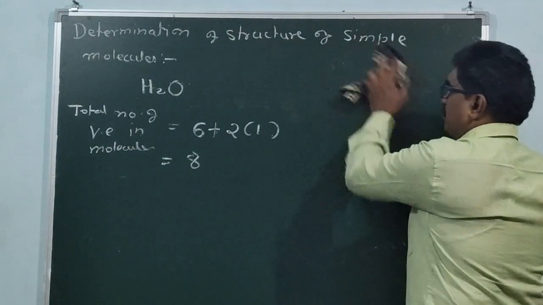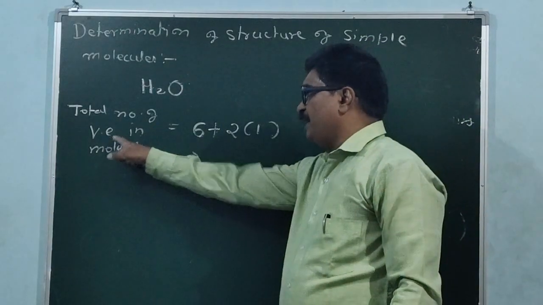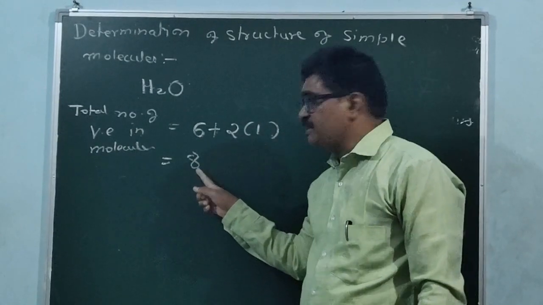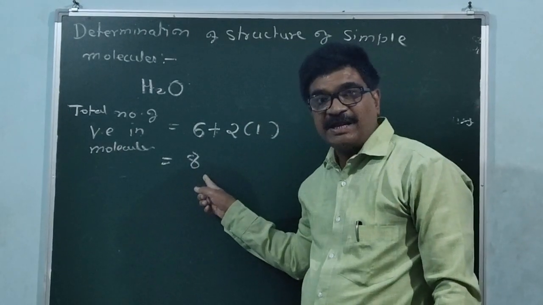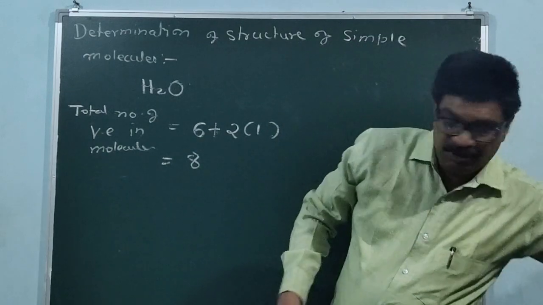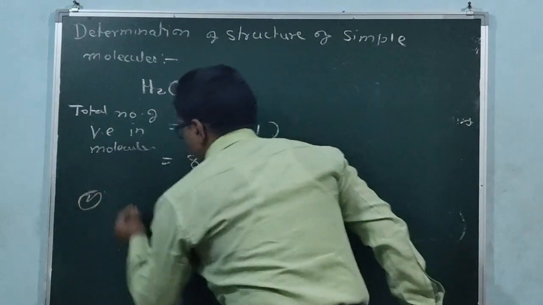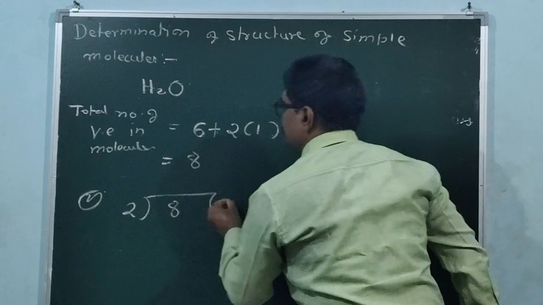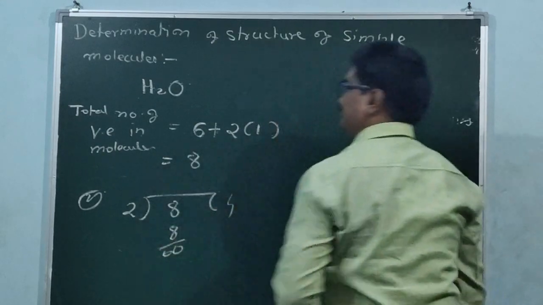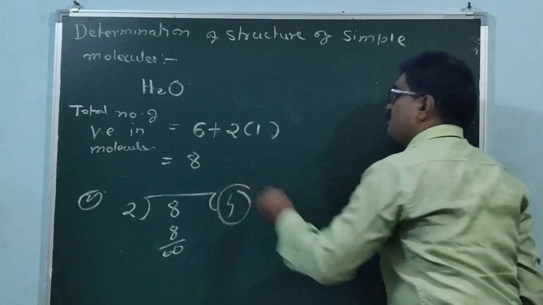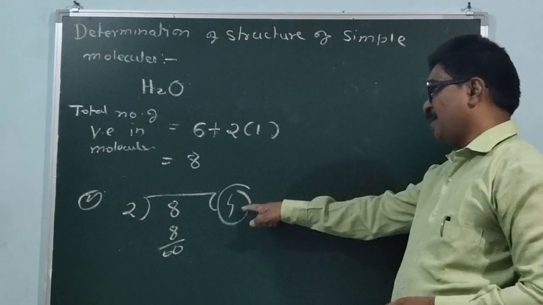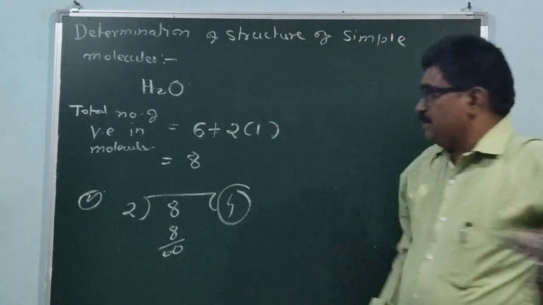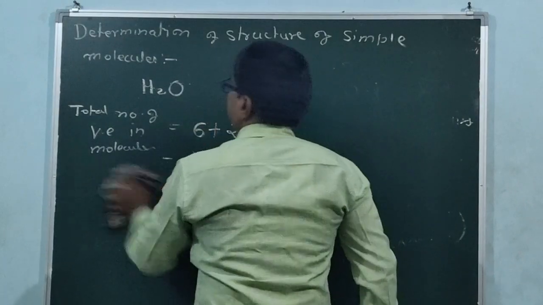Dear friends, this total number of valence electrons is 8. If this number is 8 or less than 8, then we have to divide it by 2. So let us divide this 8 by 2. You will get 4. The total number of electron pairs surrounding oxygen in the water molecule will be 4. Let us take the next example.